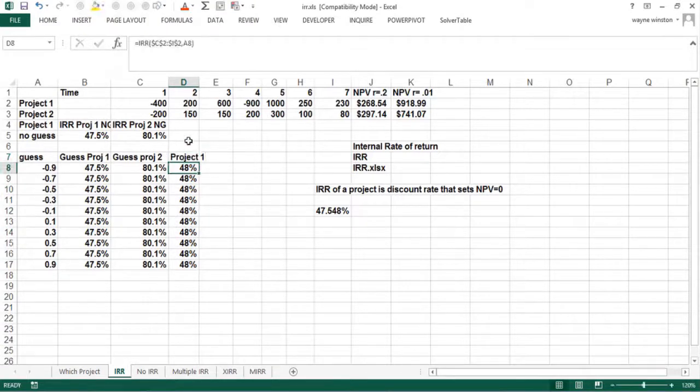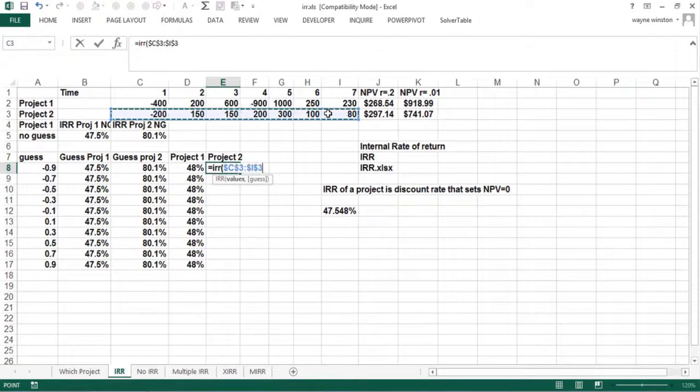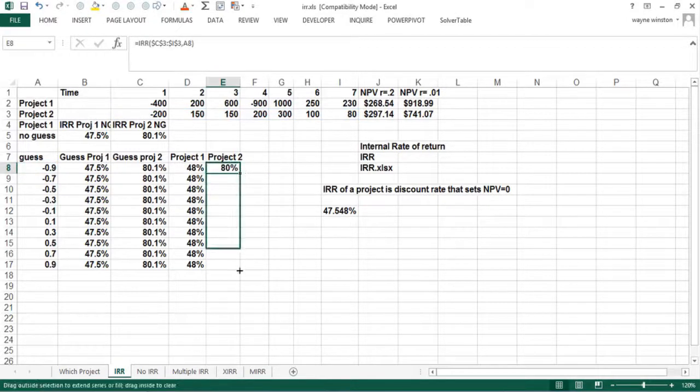So that's project 1. Now if I look at project 2, I could say internal rate of return, here are the cash flows, and then we will put a guess right here. And I get 80% as the IRR no matter what I guess.